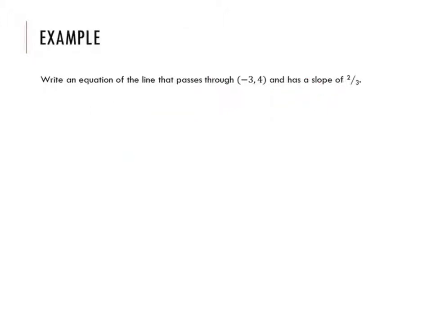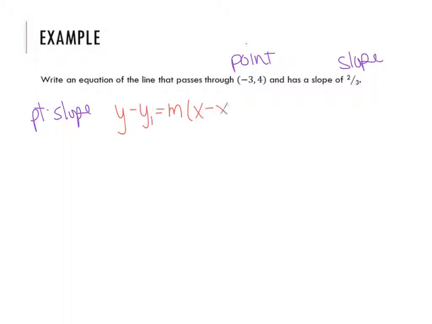So the first one here is that we have a point of -3, 4 and a slope of 2/3, and we want to write the equation. So given a point and a slope, the fastest way is going to write the equation in point-slope form, which, if you remember from the previous slide, is y minus y1 equals m times x minus x1. And you're going to fill in y1, m, and x1.